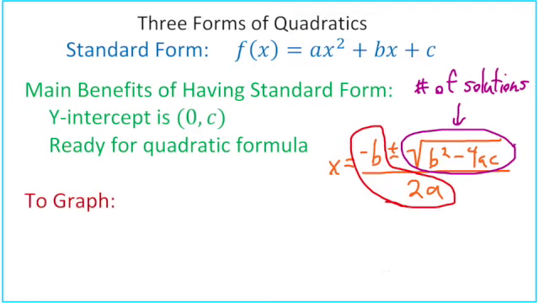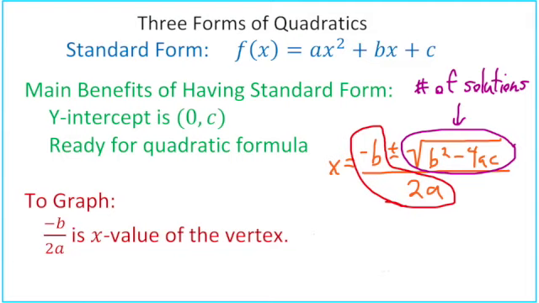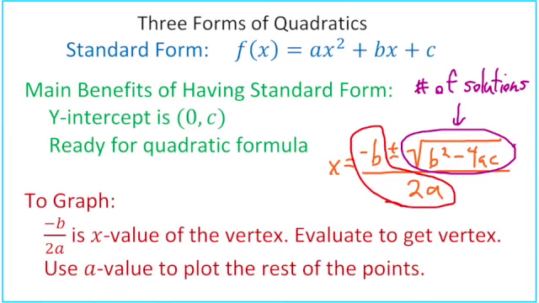All right, let's take a look at how to graph. So you're going to use the negative b over 2a part to get the x value of your vertex. And then you would have to evaluate this x value to get your vertex. Once you have the vertex, you do have the a value from the standard form, and you can use that to plot the rest of your points. And that will conclude our video on which method you should use and the three forms of quadratics.